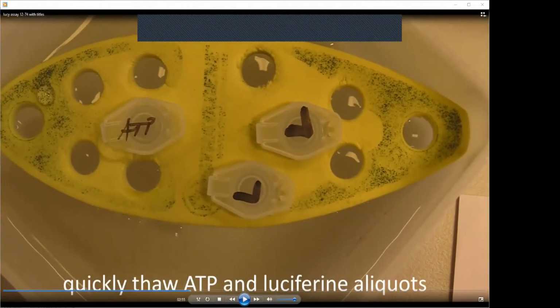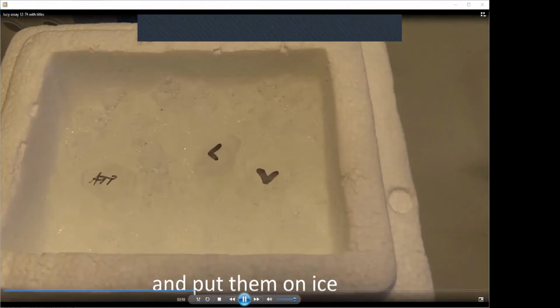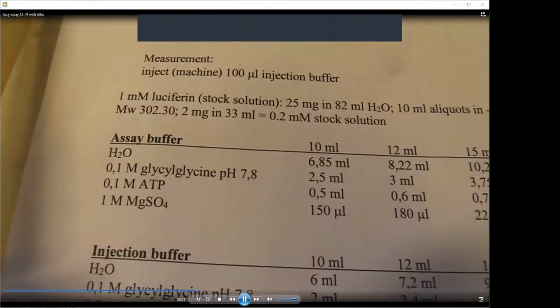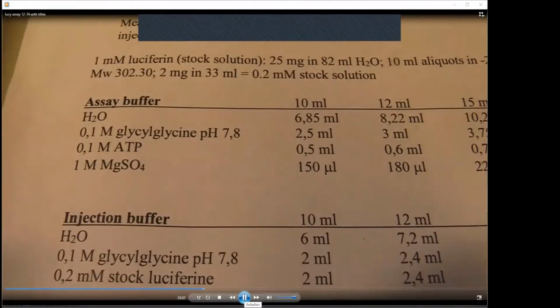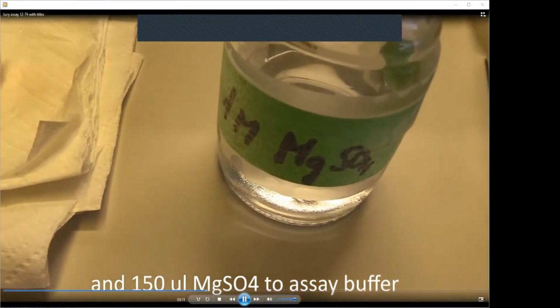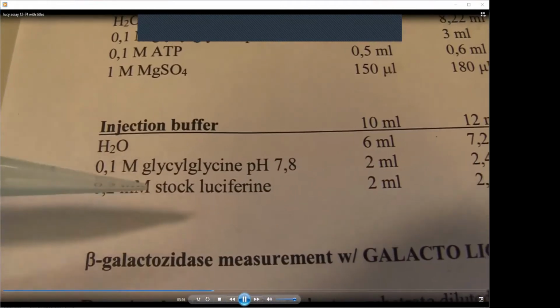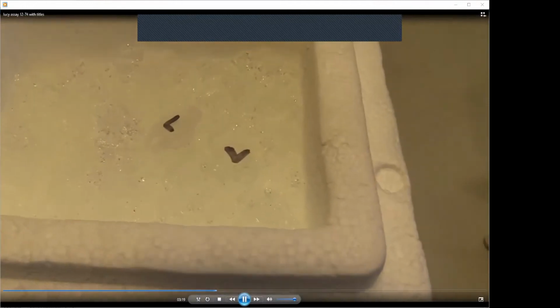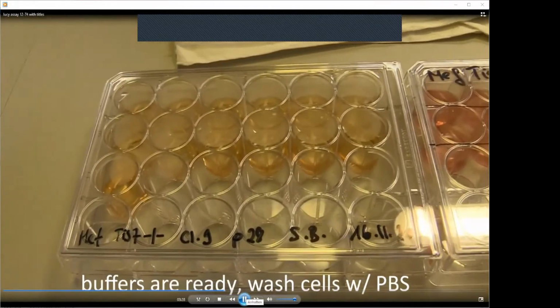ATP and luciferin have to be thawed very quickly, so that's the reason why I put them here in a water bath at room temperature. Afterwards, you put them on ice to avoid degradation. Then ATP is added to the assay buffer. Magnesium sulfate is also added to the assay buffer, and to the injection buffer, luciferin. And you can notice that it changes color to slightly yellowish.